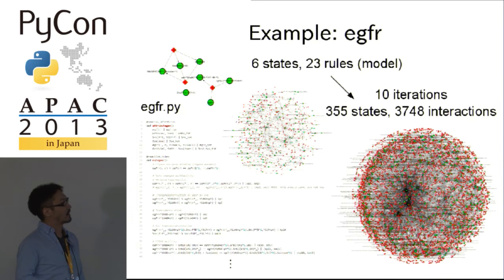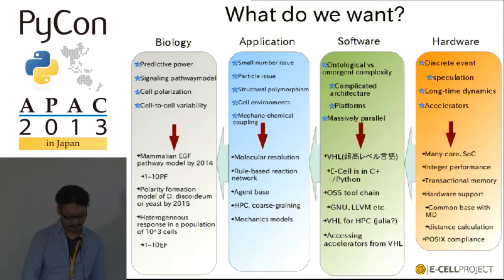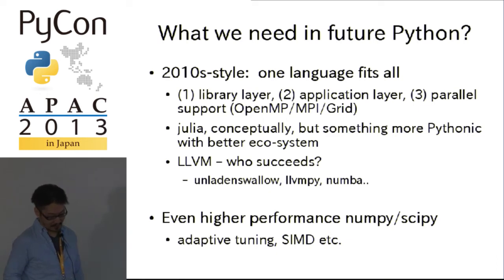And then, although this model itself represents only six states and 23 rules, after 10 iterations, we could get this number, a hairball, lots of reactions, lots of interactions. So this is quite useful in modeling very complex reaction networks, okay? Then this is the last slide, okay? So what do we need in future Python?